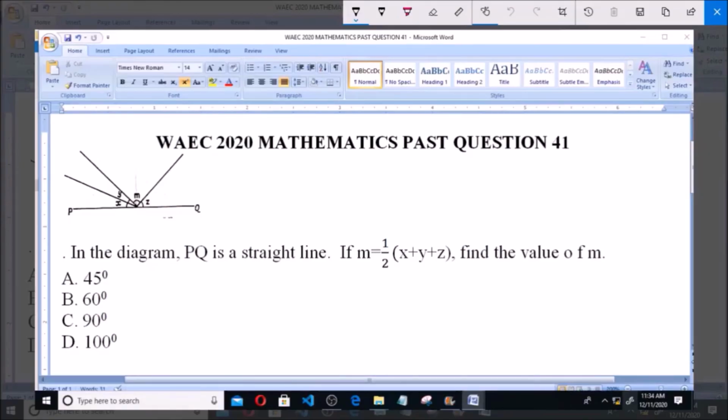I will be answering WAEC 2020 Mathematics Past Question 41. In the diagram, PQ is a straight line. If M is equal to half of X plus Y plus Z, find the value of M. Now this is the diagram.